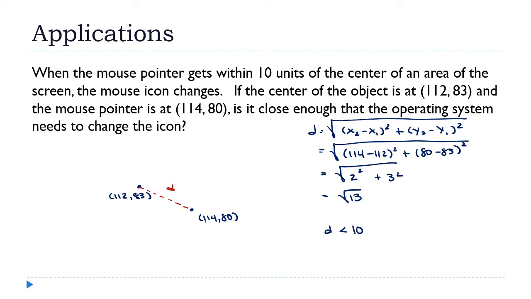But I know that the square root of 13 is less than the square root of 16. The square root of 16 is 4. That means the square root of 13 is less than 4. And if it's less than 4, it is certainly less than 10. So the answer is yes. The operating system does need to make whatever change it's been told to make when something gets close to that area.